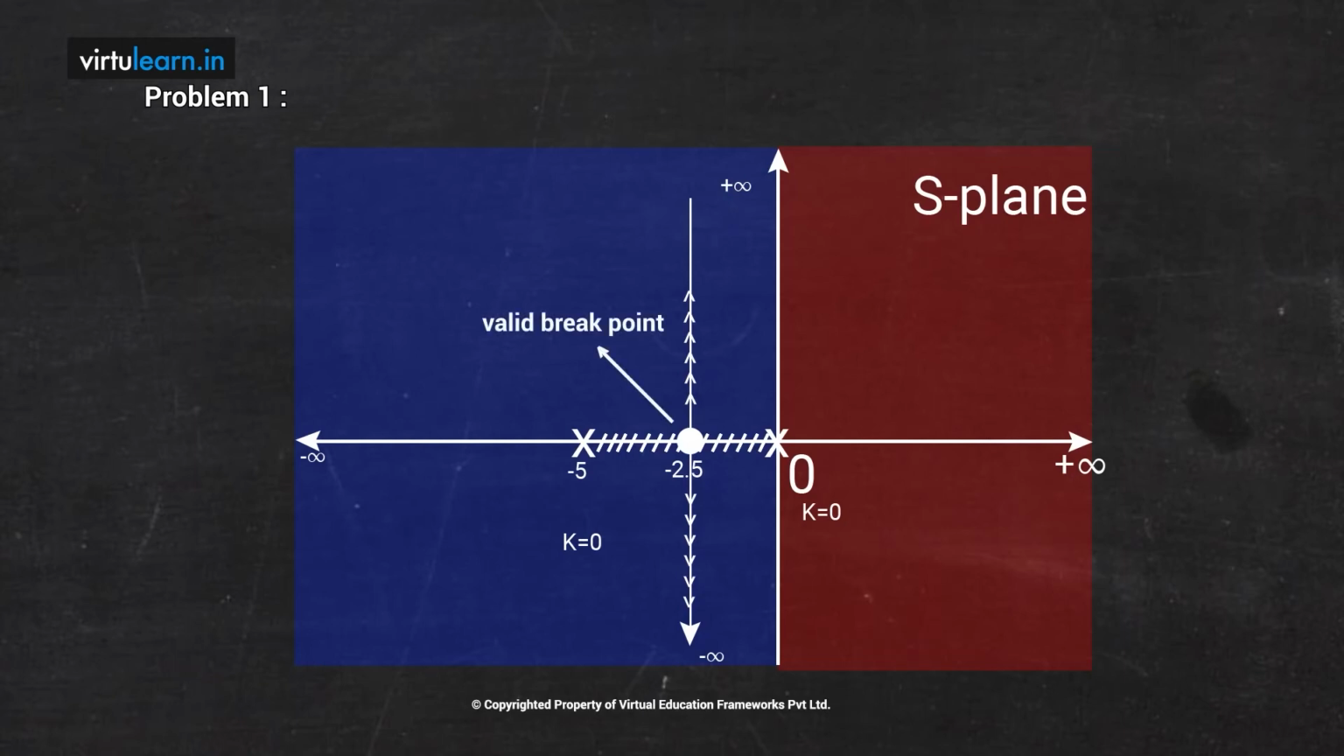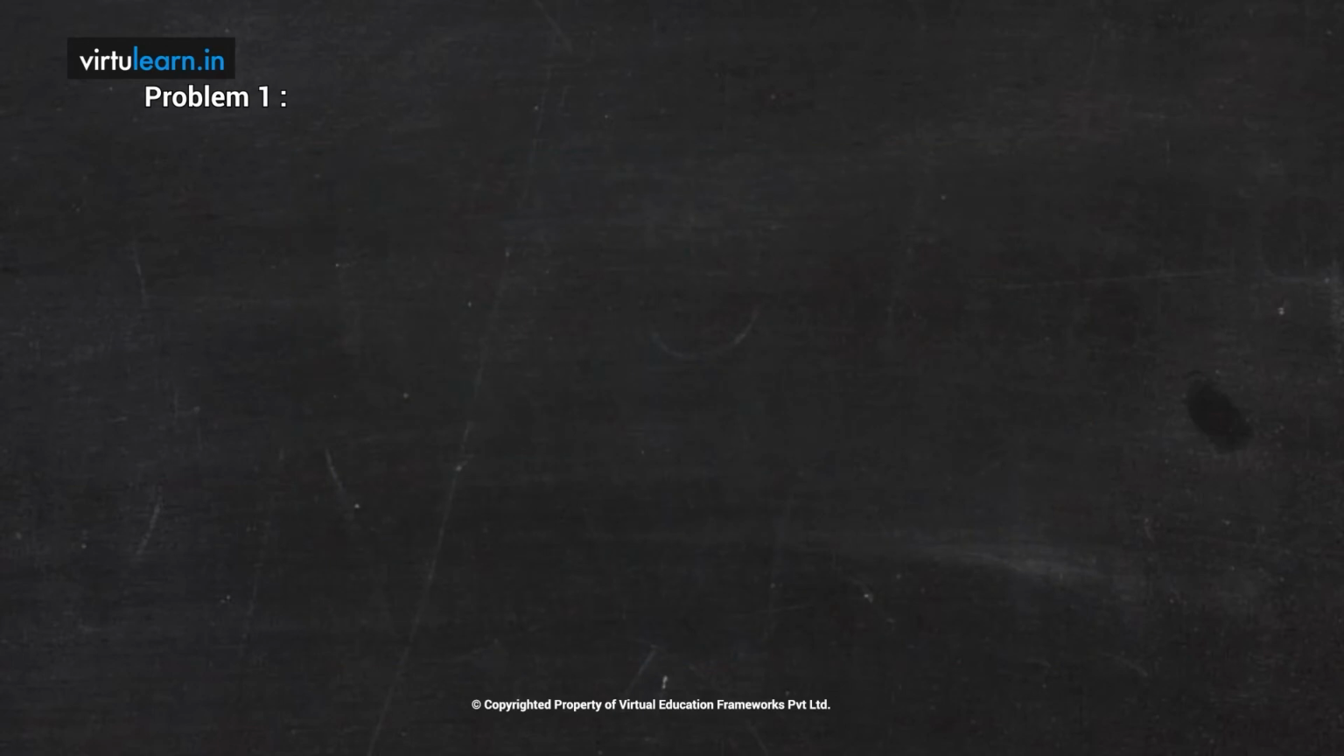For any point on the real axis, you just locate that point on the root locus area; if it exists in the root locus area, that will be the valid breakpoint. Now the breakpoint calculation is over. Then look at the next step. What is that? Imaginary crossover point.